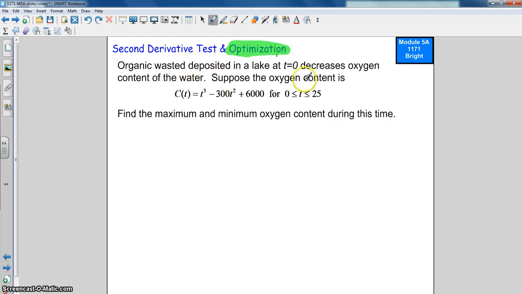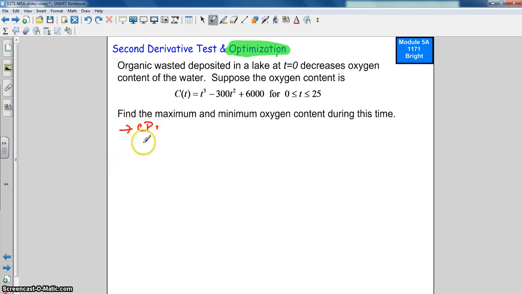So we have this example here where we have organic waste being deposited into a lake at time t equals 0, and it decreases the oxygen content of the water. Okay, oxygen content C is given by this. We want to determine the minimum and maximum oxygen content during this time. So first thing, we want to find the critical points.